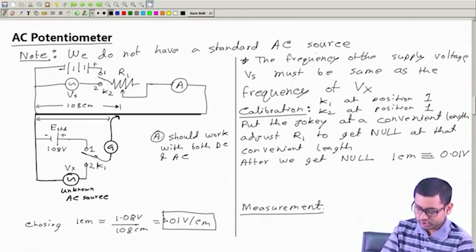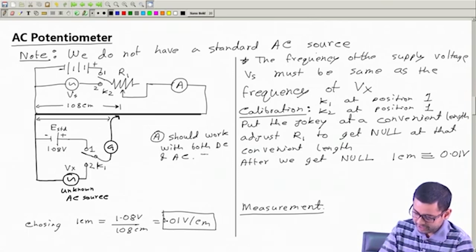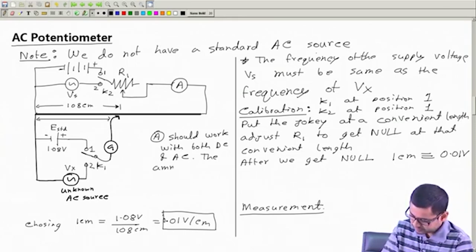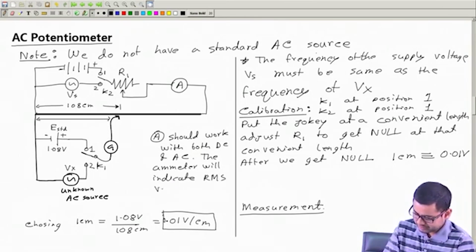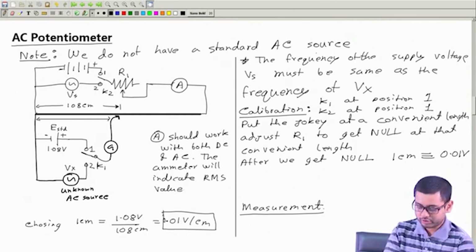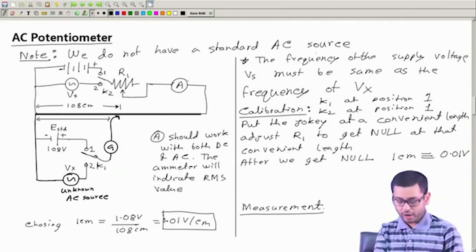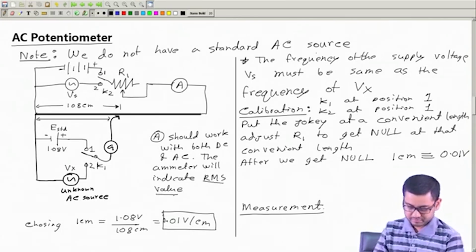So it can be like an electrodynamic meter. The ammeter will indicate the RMS value, not the average value, because this is an AC meter which works both with AC and DC. Okay, so this is important.